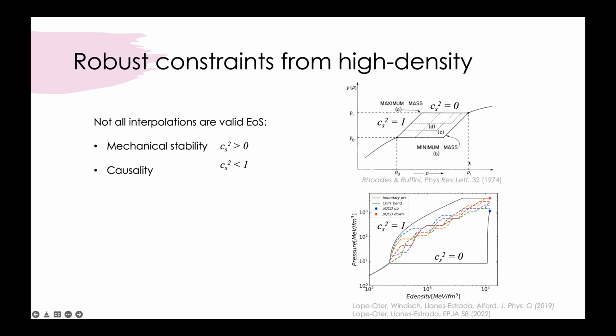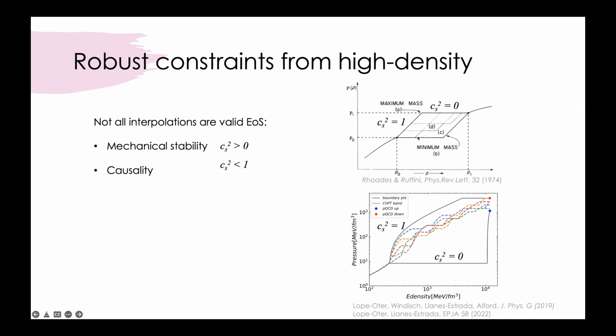And this is actually a game that was played already in 1974 by Rhoades and Ruffini. And you can see that the most extreme configuration that you can do is to first have a large segment of matter with speed of sound equals 1, and then followed by an enormous phase transition. Now, this is of course not in the cards. This cannot be the physical equation of state. We have many reasons to believe that, but that is a hard bound that comes from very basic principles of thermodynamics and relativity.